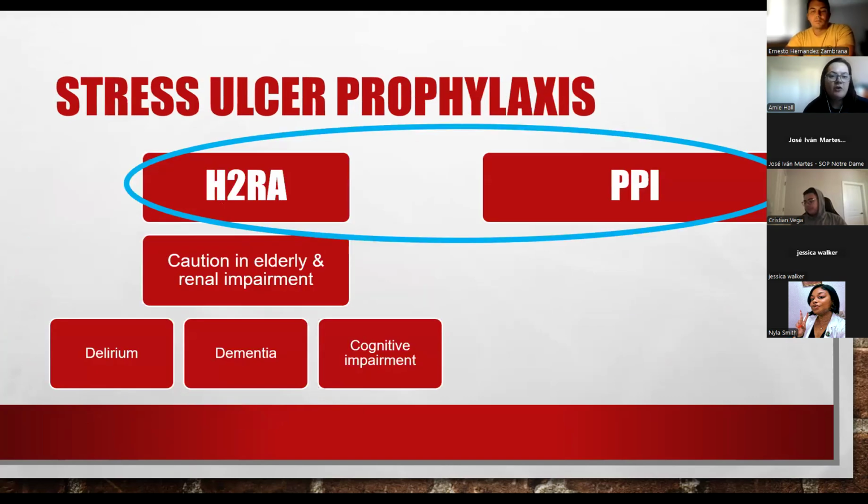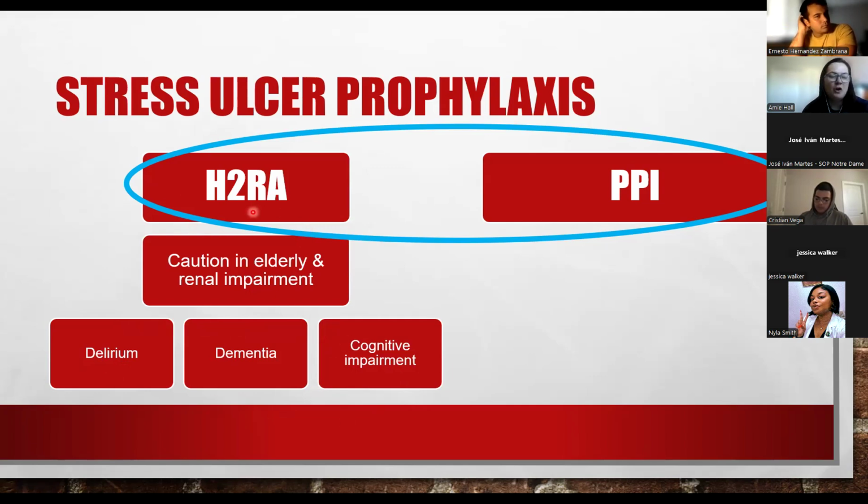So how do we prevent stress ulcers? So stress ulcer prophylaxis, here is where we can use H2RAs. So we can use famotidine or cimetidine, but as you might remember from self-care, we need to be mindful of patients who are elderly or have severe renal impairment because H2RAs can accumulate in these patients and cause delirium, dementia, cognitive impairment. And these patients are already in the ICU and at risk for those things anyways.